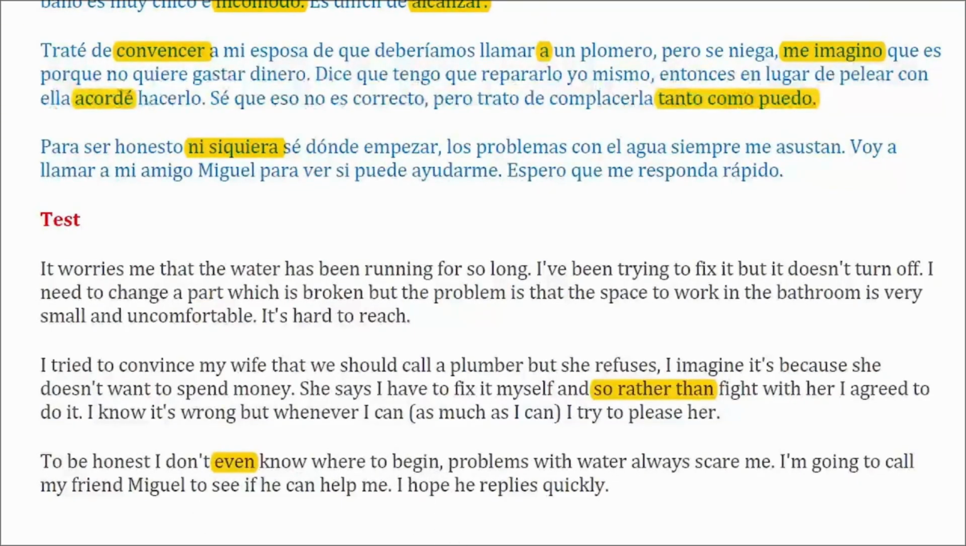Para ser honesto, ni siquiera sé dónde empezar. Los problemas con el agua siempre me asustan. Or you could say siempre me dan miedo, either way.